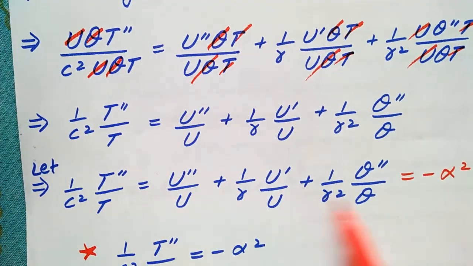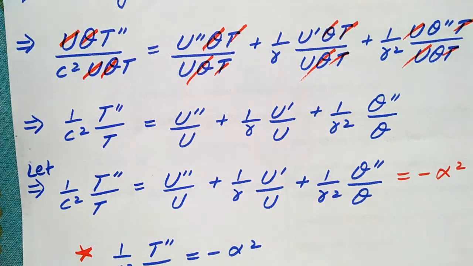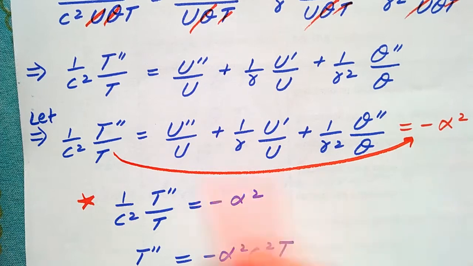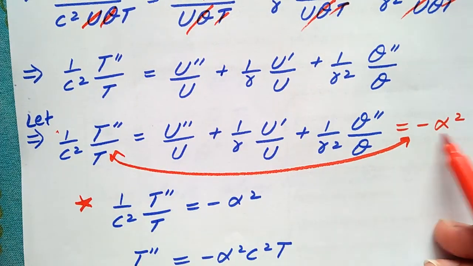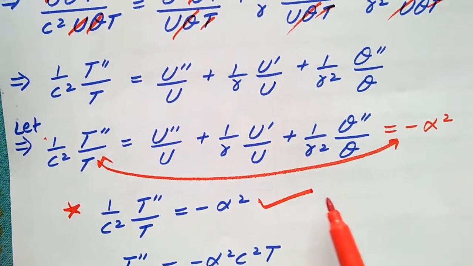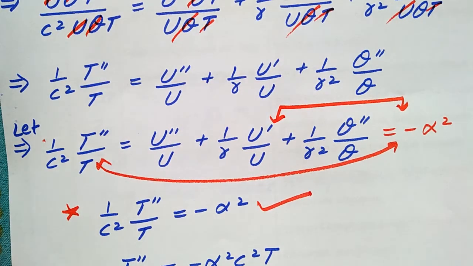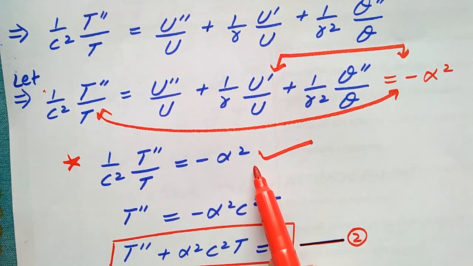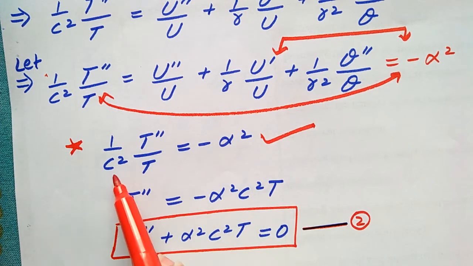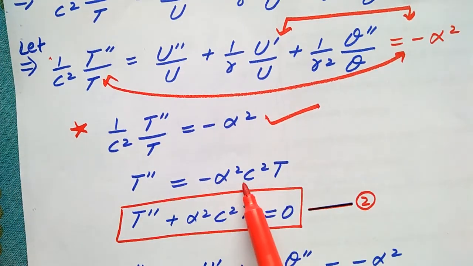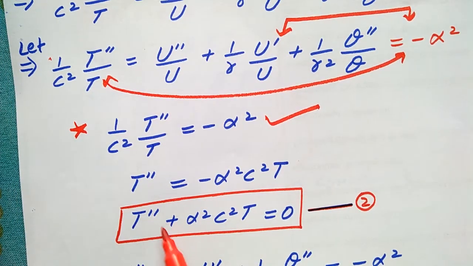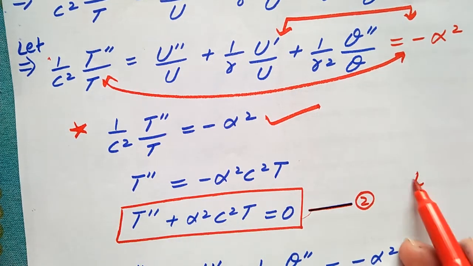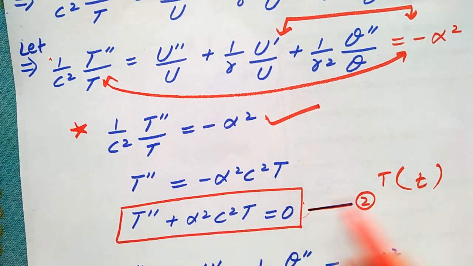Now I let this whole equation equal minus alpha square. Now I have two equations. One is 1 over c square T double dash over T equals minus alpha square, written over here, and the other equation is this one. First I consider the equation 1 over c square T double dash over T equals minus alpha square. I rearrange it: T double dash equals minus alpha square c square T, and moving the negative to the left side gives positive. So I get the equation T double dash plus alpha square c square T equals 0. This whole equation is a function of t, so I will solve this equation for T.